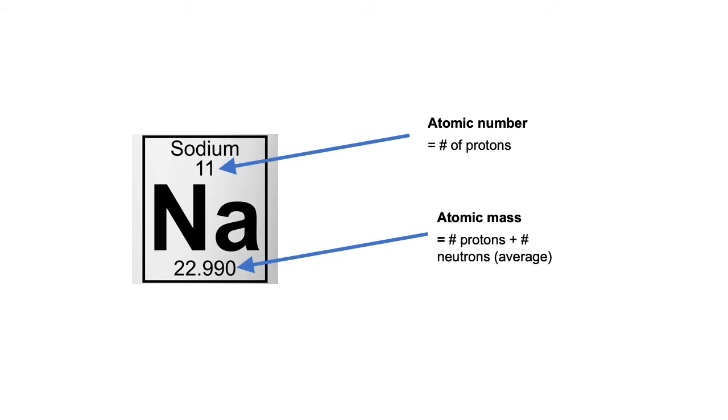Some sodium atoms are going to have 12 neutrons. Some are going to have 13. Some are going to have 14. And so when you take a thousand, a million sodium atoms, and you average the masses of all of them together, you might not get a perfect whole number. So you'll get something like 22.99.